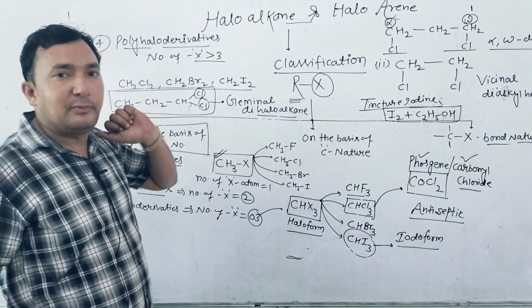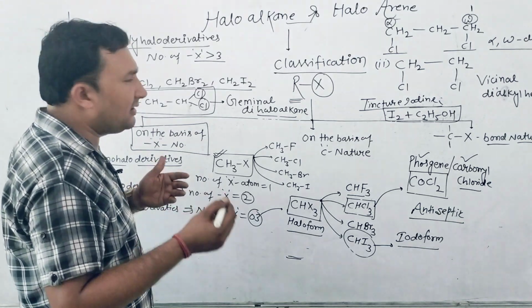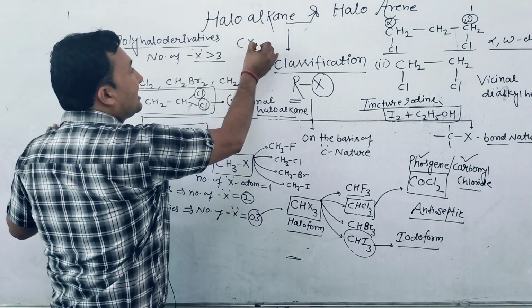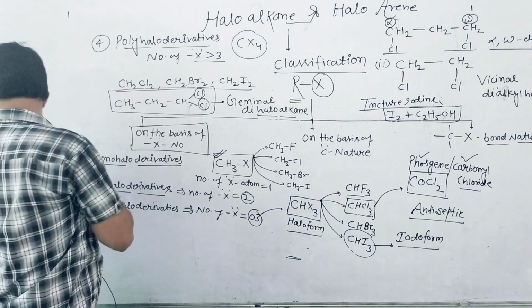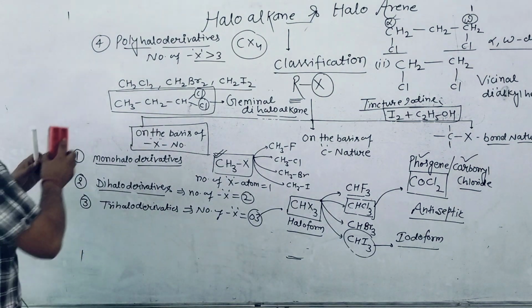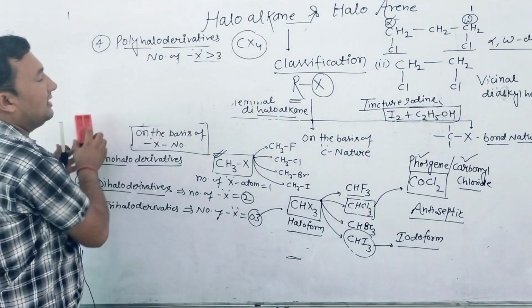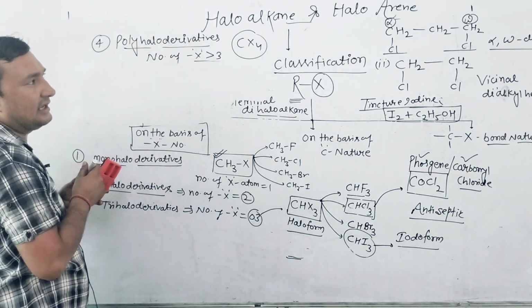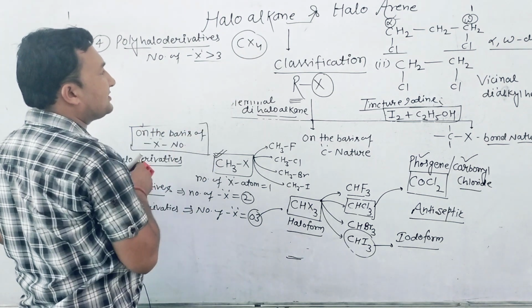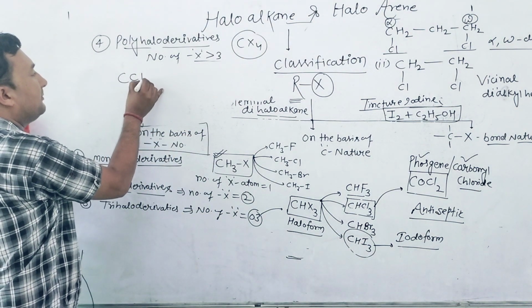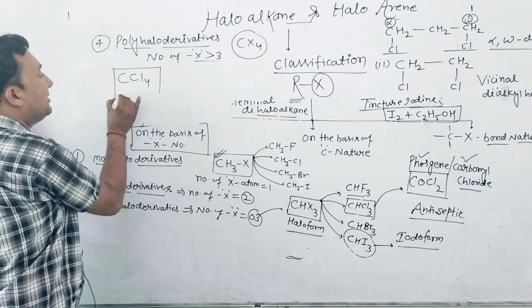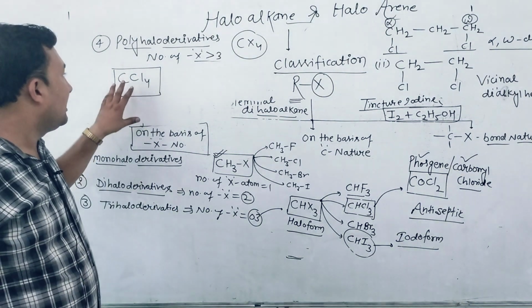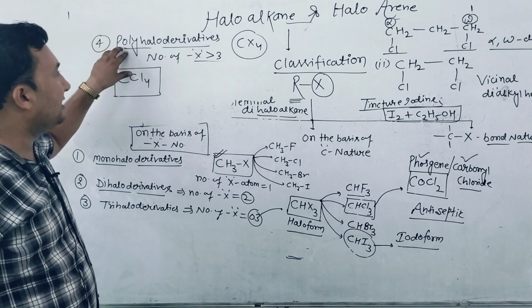So now what are the examples of that? We have a very famous example which we have earlier discussed, and that is chloroform. CX4 is the representative form. If the number of halogen atoms is more than 3, we call it polyhaloderivatives. Representation is by CX4. We have a very famous example, CCl4, carbon tetrachloride. Carbon tetrachloride is categorized as a polyhaloderivative.